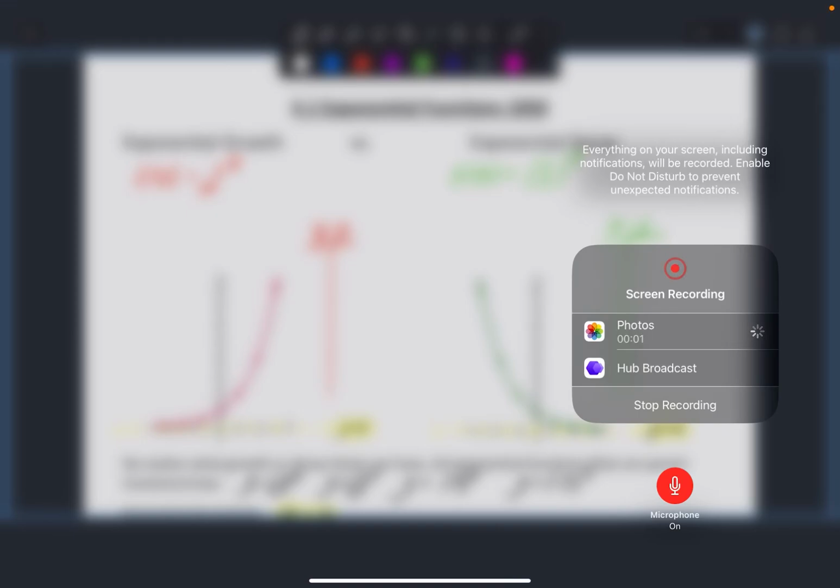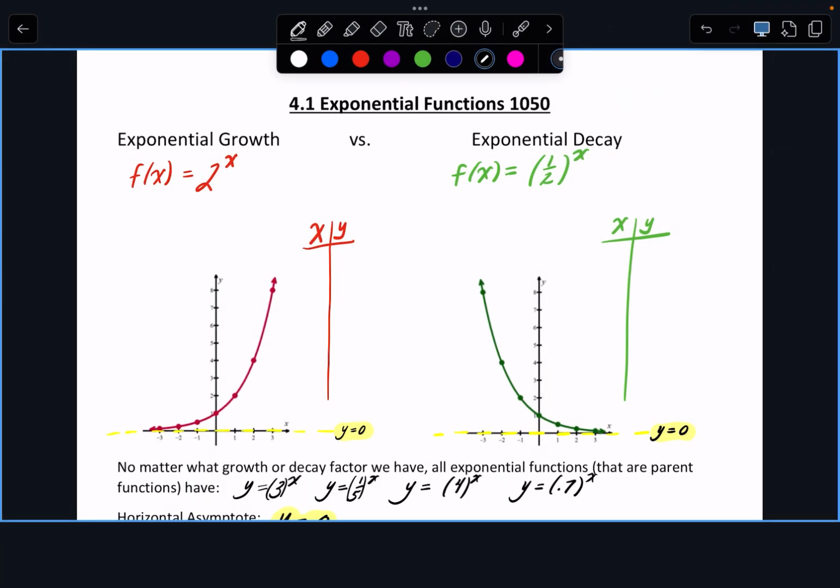From 1010. Today's lesson is going to be pretty easy overall, but it is important that we remember it all. So let's start with exponential functions. Exponentials and logs, remember, are inverses of each other. Let's focus on what an exponential function looks like first, because that's half the unit. Half the unit's exponentials, half is logs.